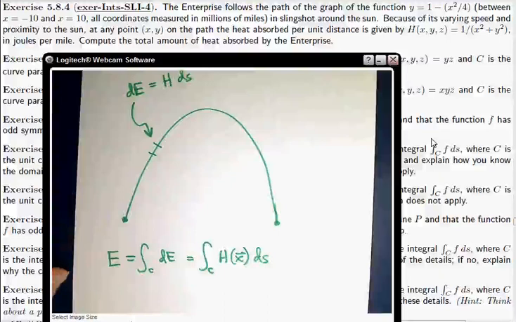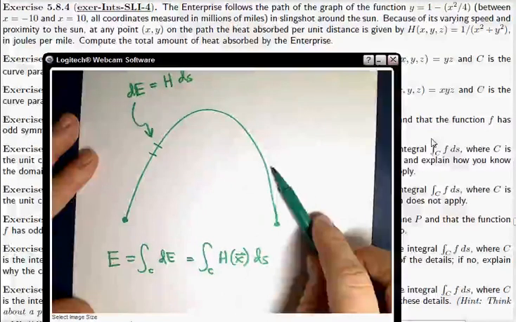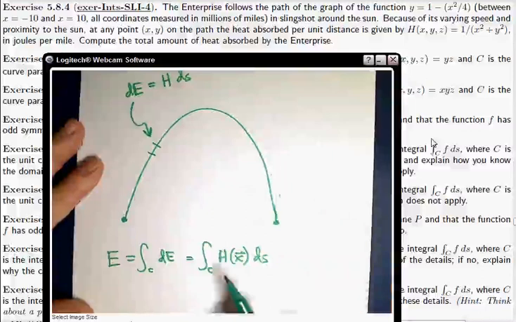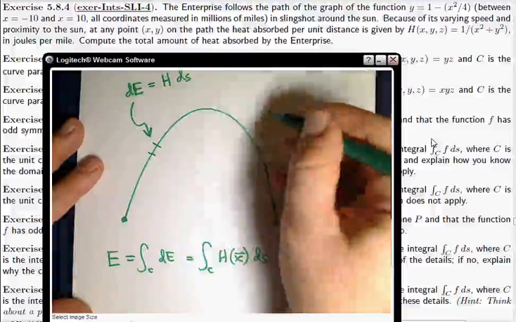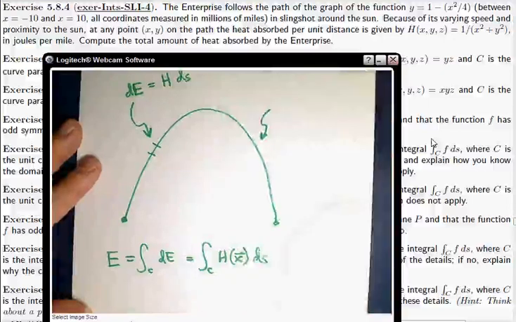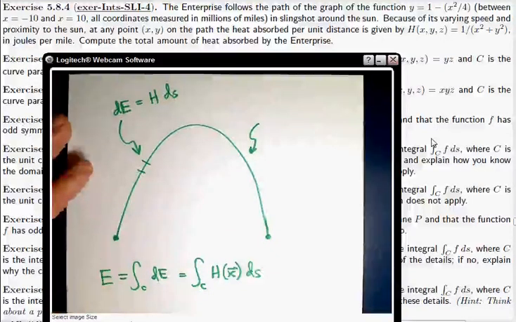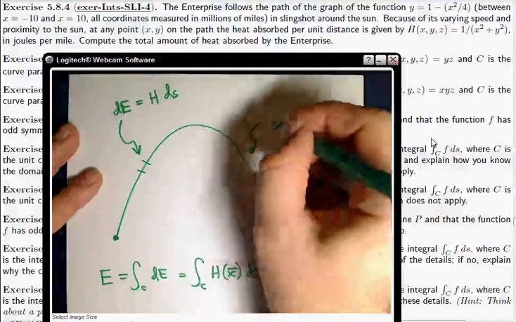Now, for number 4 here, we're actually going to compute this. So we've got to parameterize this curve. And parameterizing the curve, I can then plug in and evaluate this thing. So let's do that. Well, conveniently, this is given as a graph of a function. So I can use the graph parameterization.